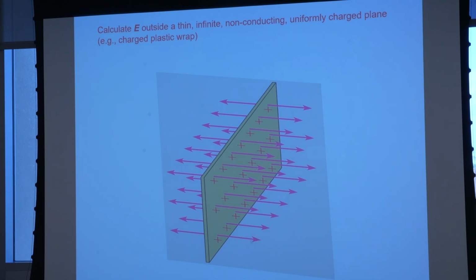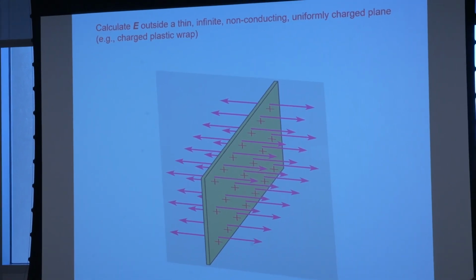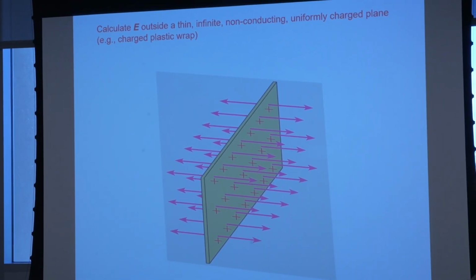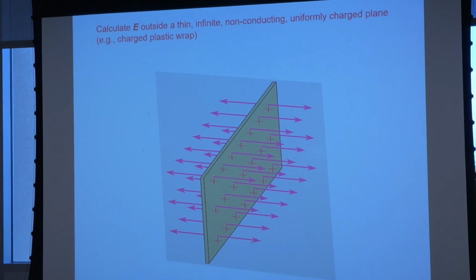Okay, so I'd like you to please calculate the E field outside a thin, infinite, non-conducting, uniformly charged plane. So it's an infinite piece of saran wrap, a charged piece of saran wrap. Let's just talk about it before you do all the work.